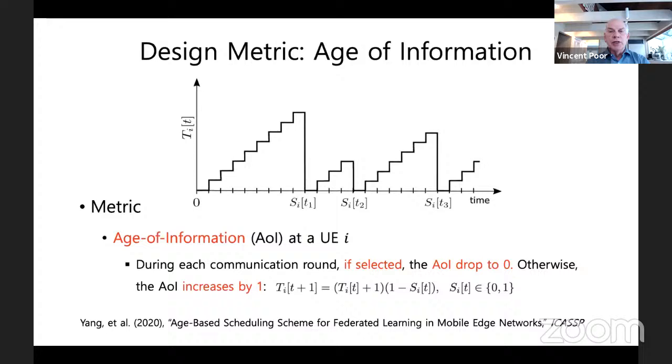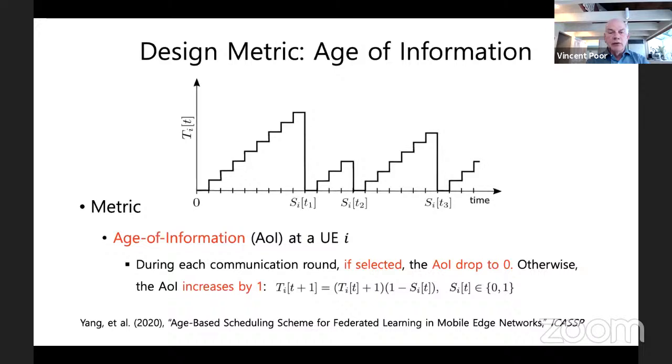So the idea here is that in addition to fidelity of a message being received, we're also interested in the timeliness of that message, and age of information is a measure of that. So here, in this context, for an end user device i, the age of information is incremented in this way. During each communication round, if selected, the age of information for UE i drops to 0. Otherwise, the age of information increases by 1, so it just increments.